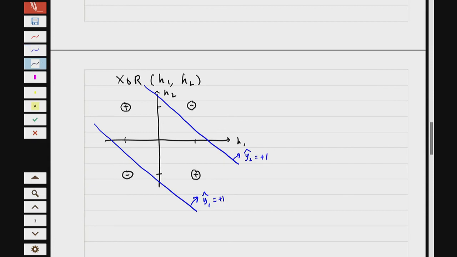So how do I represent this using perceptrons when I need two lines? Yeah? How do I combine, say, multiple of them? Yeah?